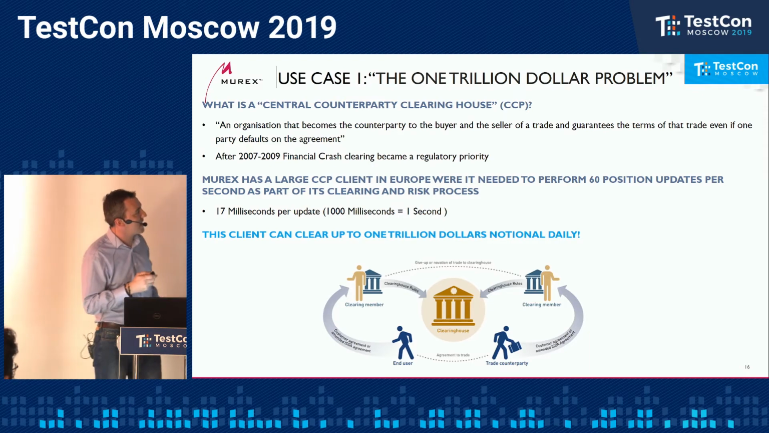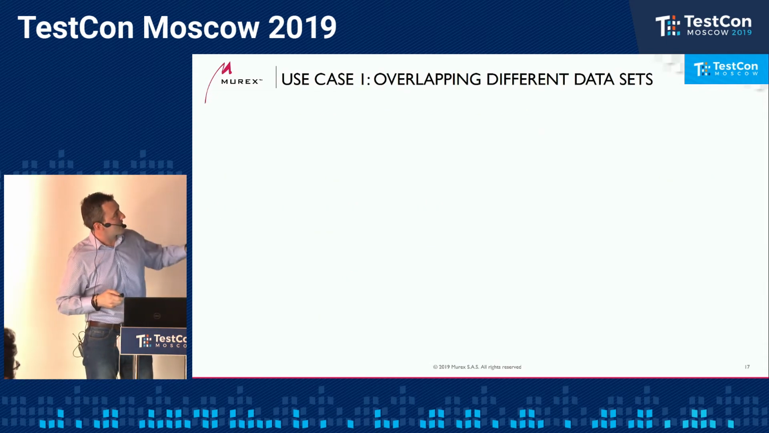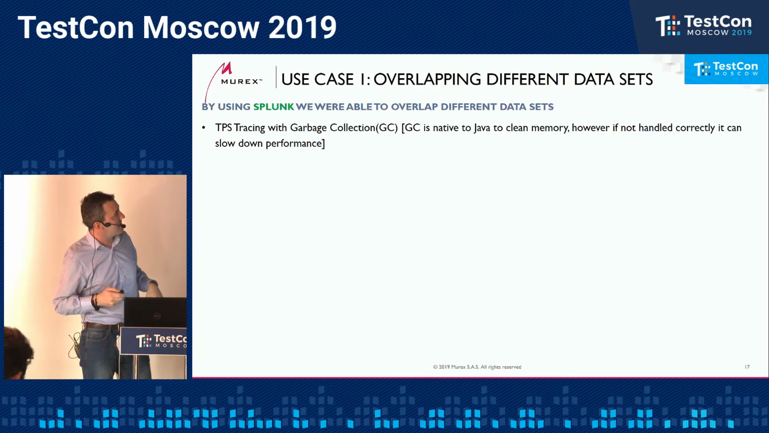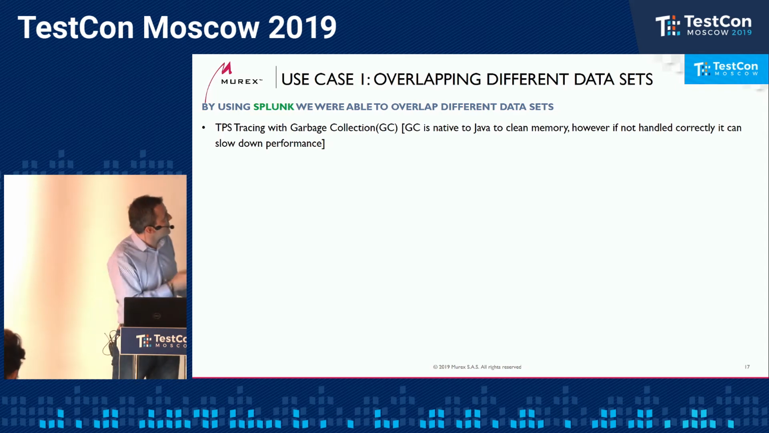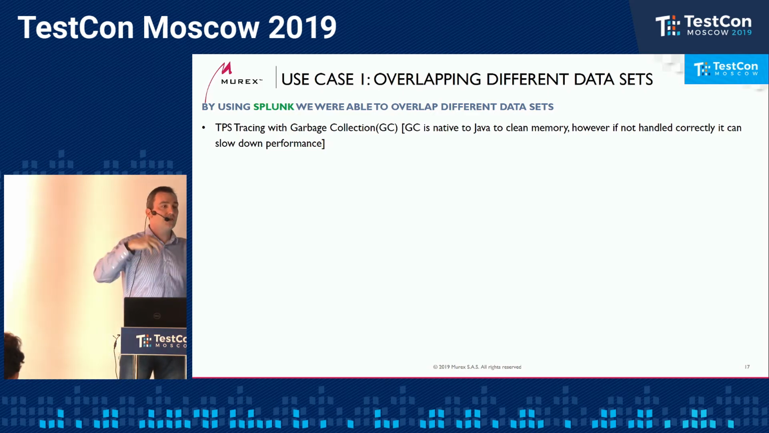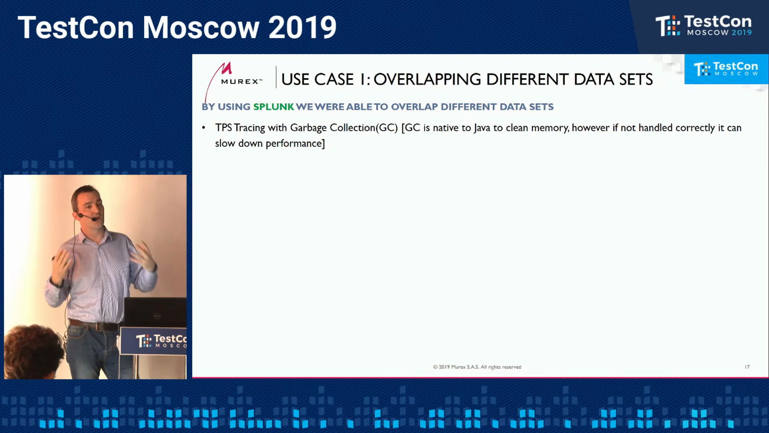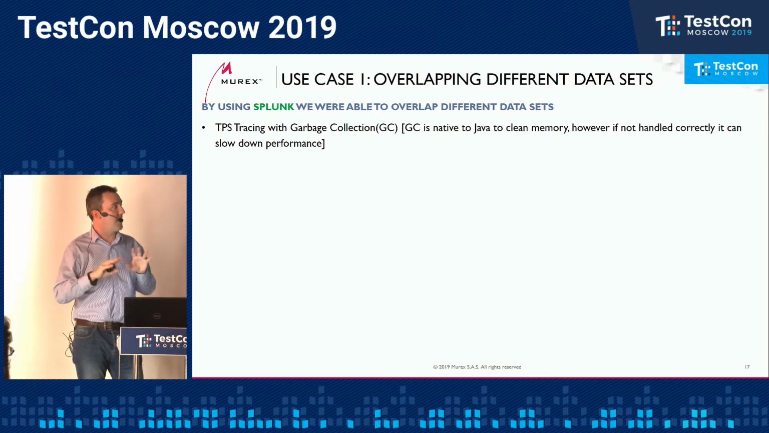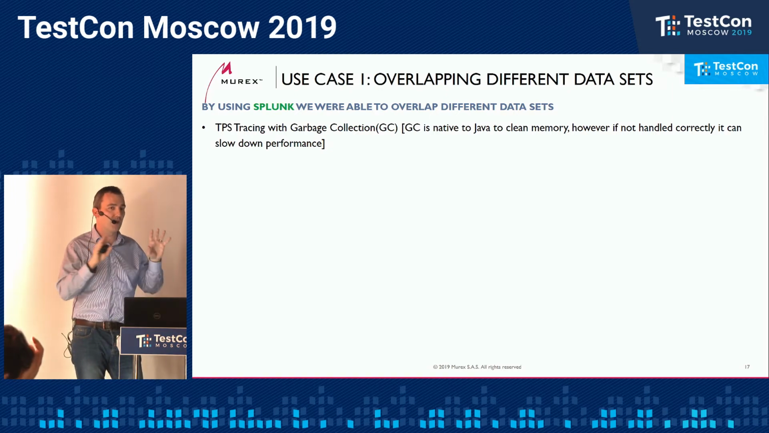So let me now explain one last concept, and then I'm going to explain how this works. This is overlapping data sets, and I've introduced TPS tracing, and now the last thing to introduce is garbage collection. This is inside a Java JVM. Inside Java, you have something called garbage collection. Now, you can write PhDs on garbage collection, so I'm not going to do that.